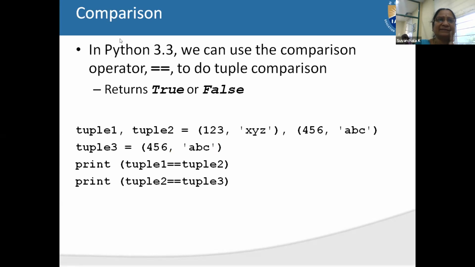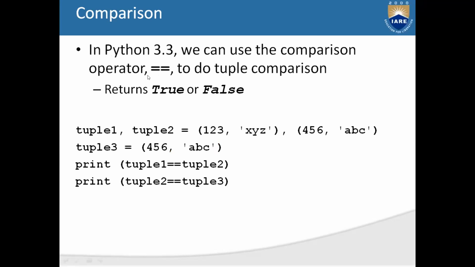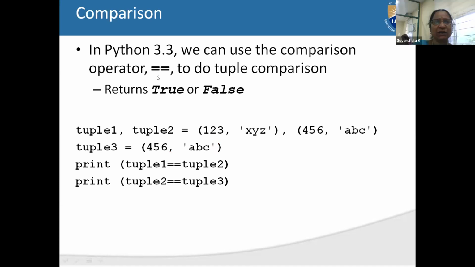Another thing is comparison. Comparison means two tuples can be compared. Comparison operators like equal can be used to do the tuple comparison. That is included only in versions 3.3 plus, and the lower versions are not valid.